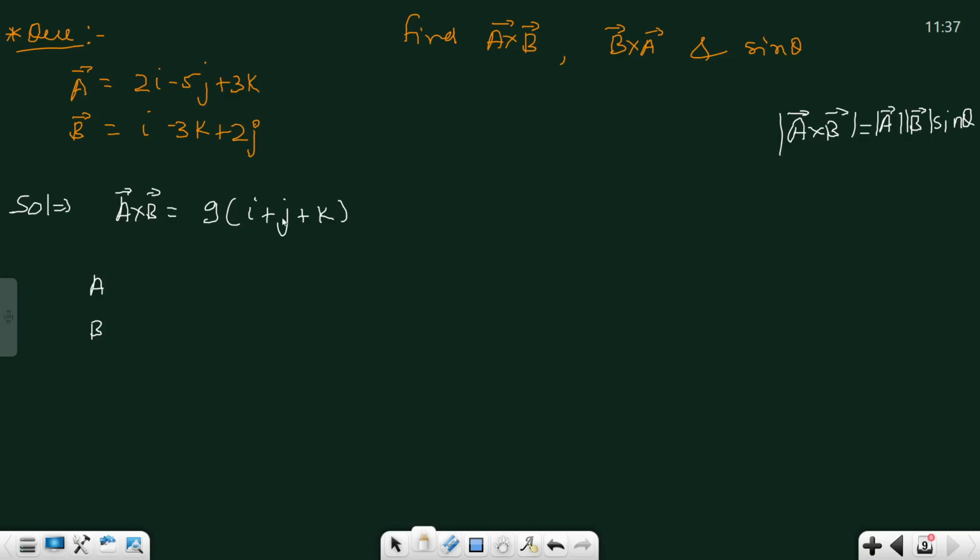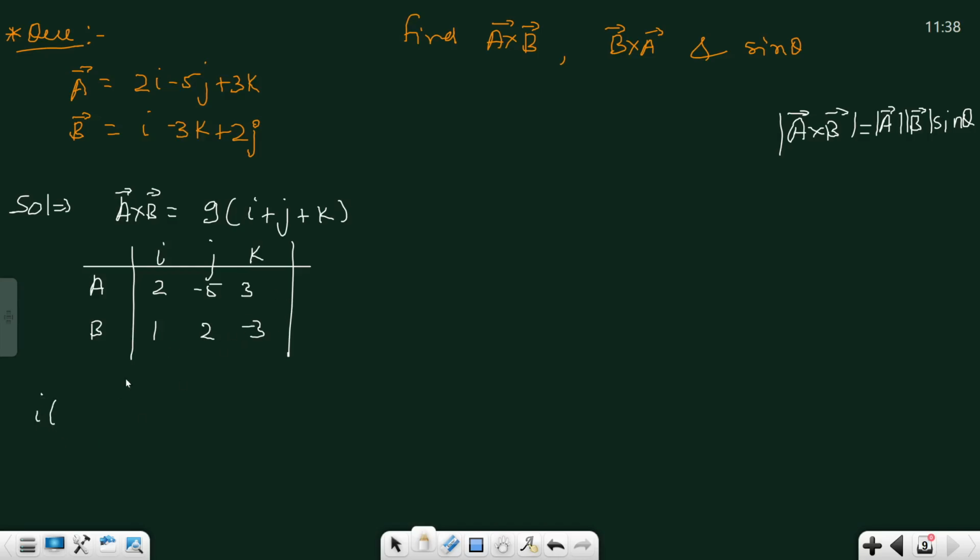Any of you getting the same answer? 9i plus 9j. Yes, sir. I'm getting this. Okay. i, j, k. So 2, minus 5, 3, 1. Just take care of it. This is not the j. The j is 2, so you will write 2, then minus 3.